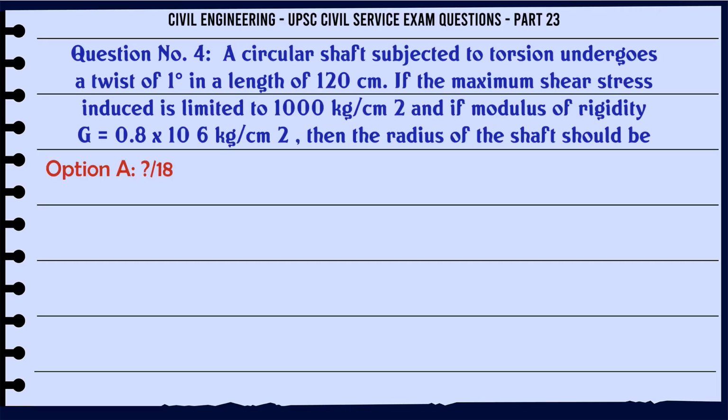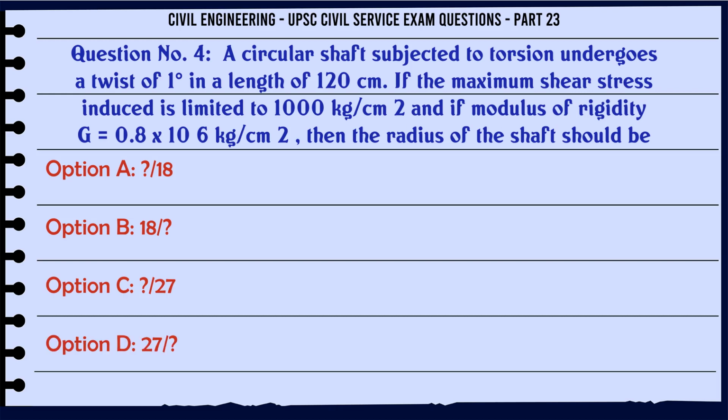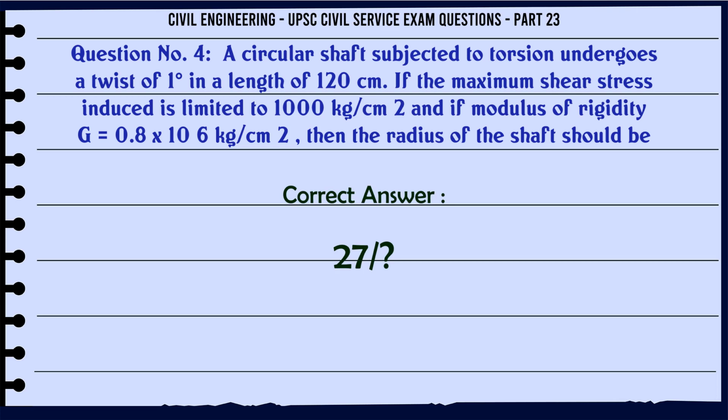A circular shaft subjected to torsion undergoes a twist of 1° in a length of 120 centimeters. If the maximum shear stress induced is limited to 1000 kg/cm² and if modulus of rigidity G = 0.8 x 10^6 kg/cm², then the radius of the shaft should be A. 18, B. 18, C. 27, D. 27. The correct answer is 27.